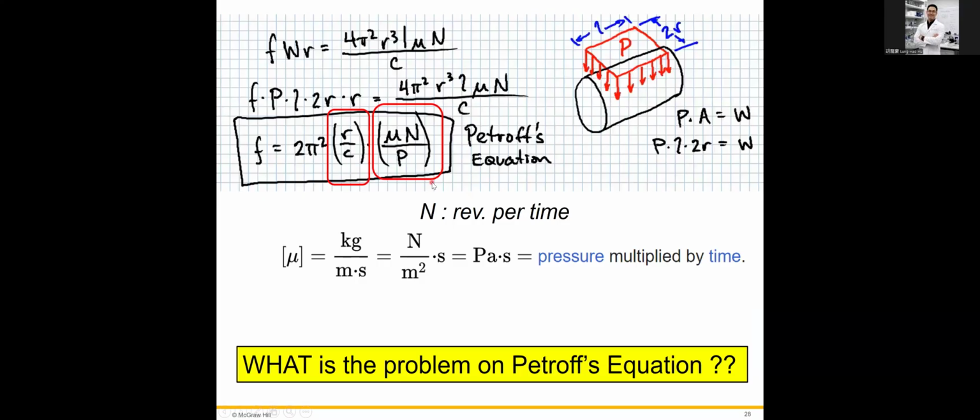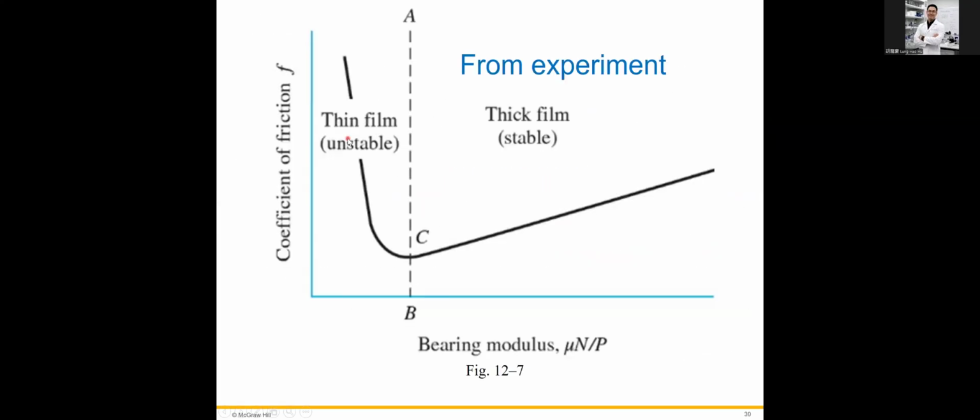If we reorganize it, there are two terms. One is R, the radius of the journal, divided by the clearance, R over C. And the other is mu times N, the RPM, over the pressure applied to the journal, right? So we have two parameters. You guys have to remember these two parameters first. Okay.